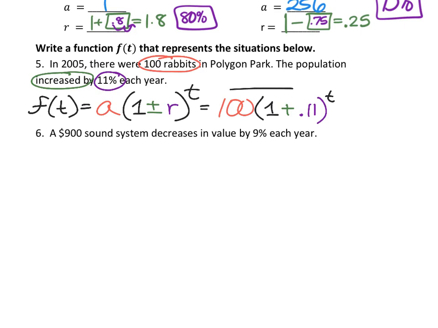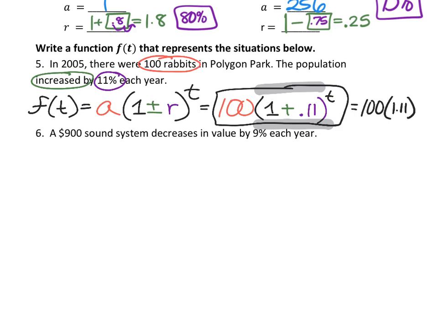Y'all, this is an acceptable answer for me. But I'll tell you right now, the test makers will probably not give you this as an answer choice. They're going to simplify it. They're going to get rid of the details and make it one number in your parentheses. They will take this parentheses right here and actually do the addition or subtraction problem. So 1 plus 0.11 is 1.11.